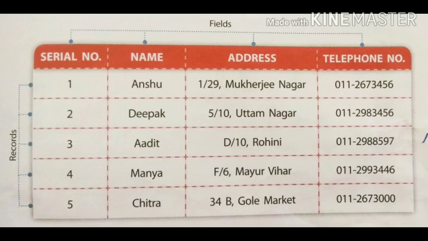In this table, serial number, name, address, telephone number are considered as fields. A column in a table is called a field. A row in a table is called a record. A row contains a single entry for each column.